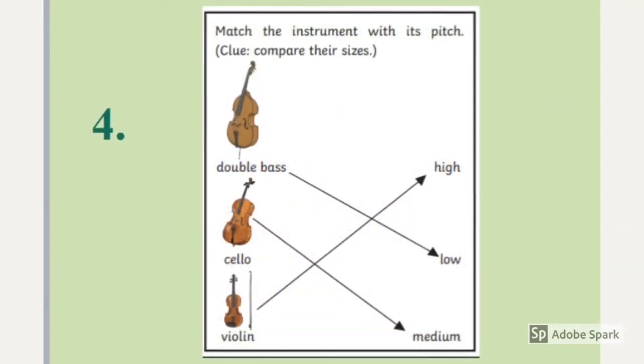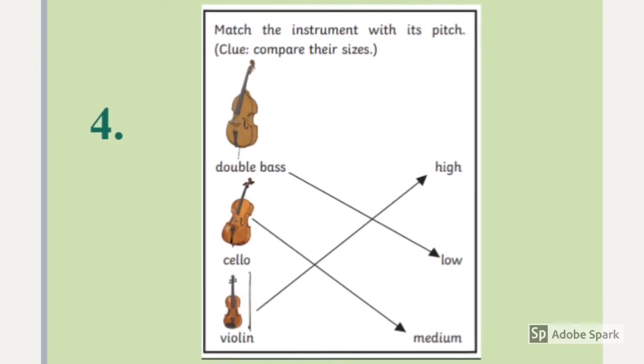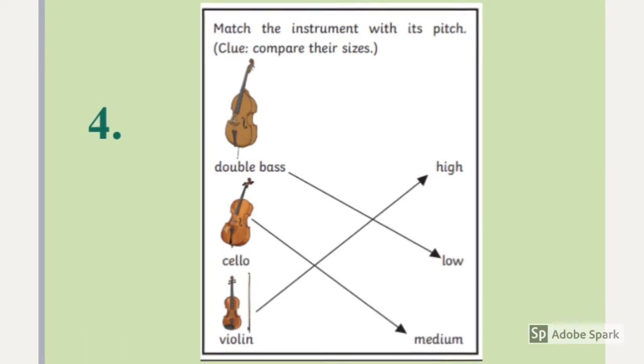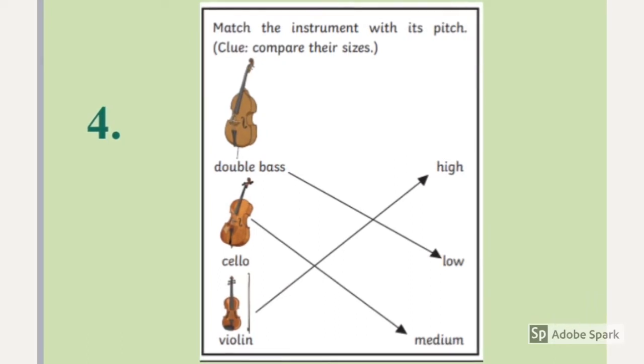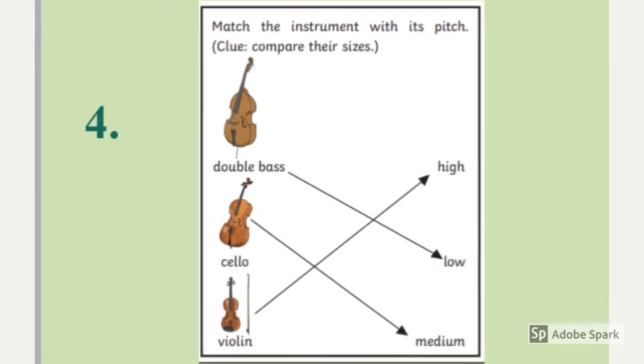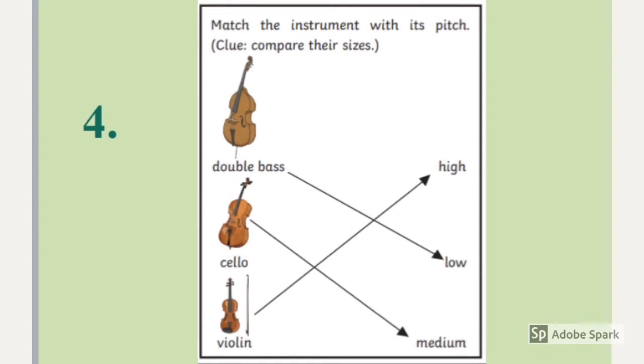So back to pitch, match the instruments with its pitch, and it has a clue, compare their sizes. So the double bass has a lower pitch because it's much larger. The cello has a medium pitch because it's a little bit smaller, it's in between the both images. And the violin has a higher pitch as it is a smaller instrument.